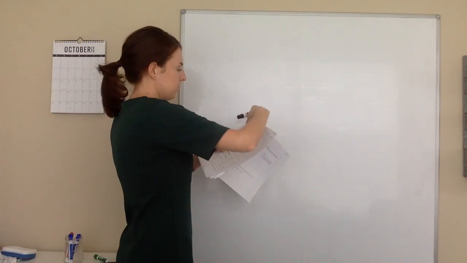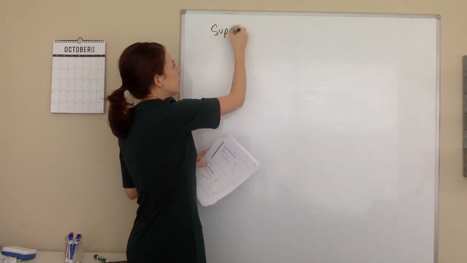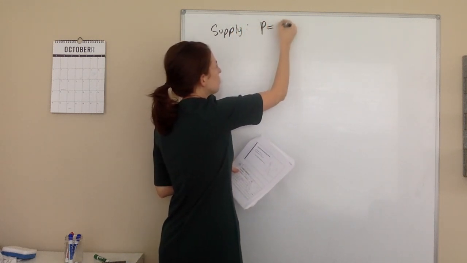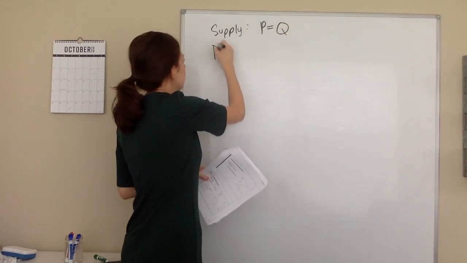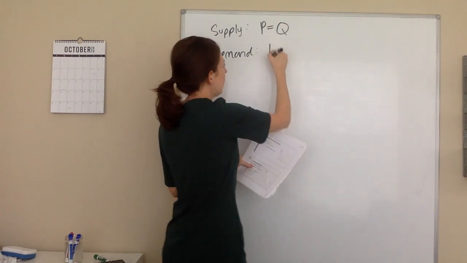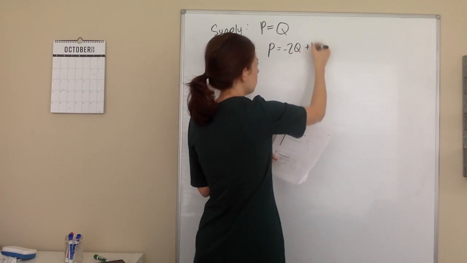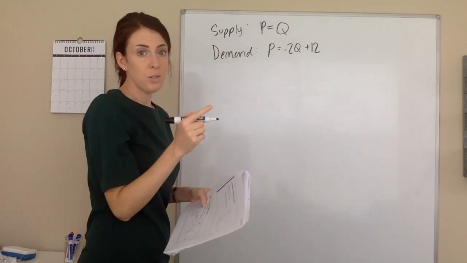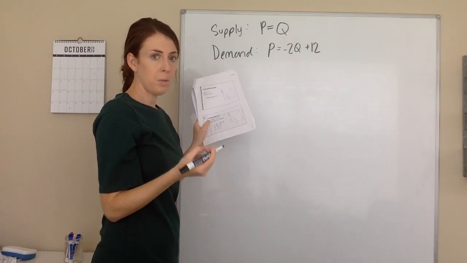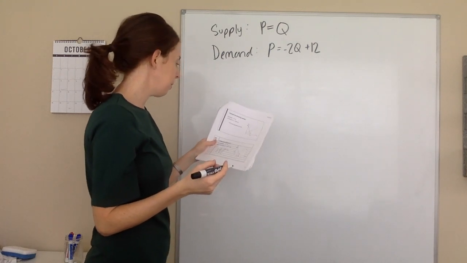Okay, so this is the example. Consider the following market. Suppose you have a market where the supply is characterized by the equation price equals quantity, and the demand is characterized by the equation price equals negative 2Q plus 12. First of all, with these equations, you can use the slope-intercept form that we've covered previously, and you can actually plot out what the supply and the demand curve look like.